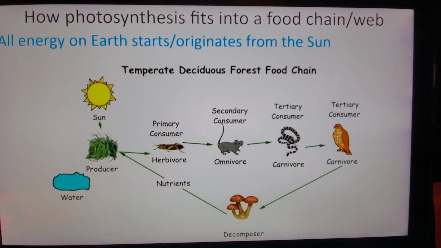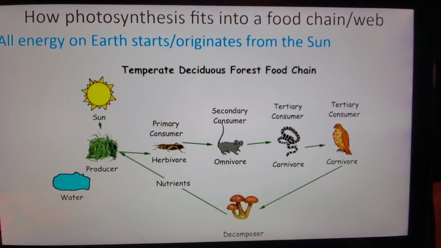So we can see here, as the title says on top, all energy on Earth starts or originates from the sun. So the energy that the plants on our Earth get, they get because they get it from our sun. And ultimately, you can see it feeds every animal on our planet.